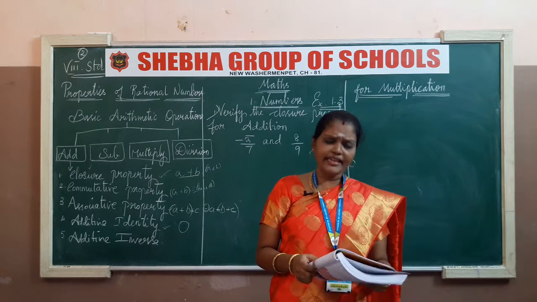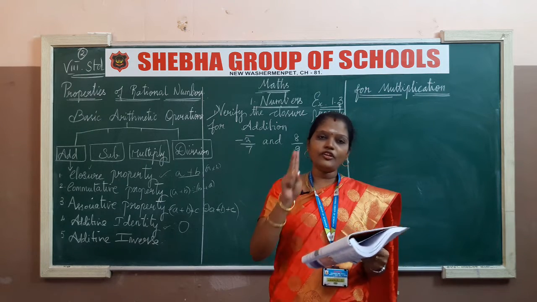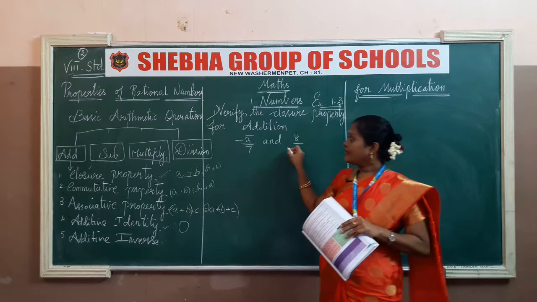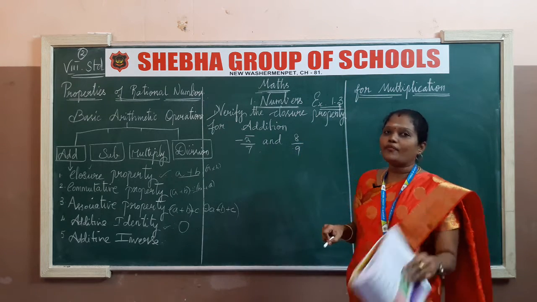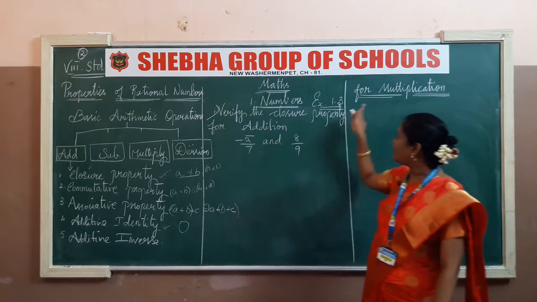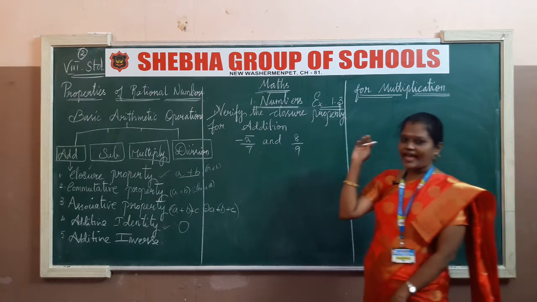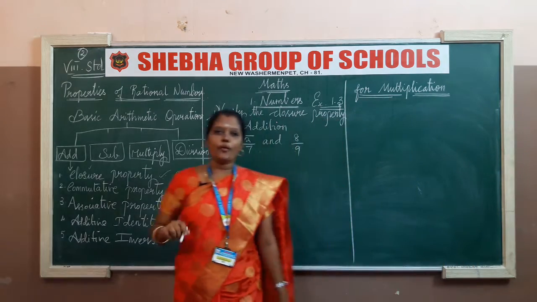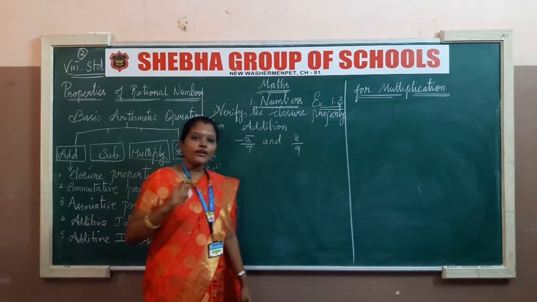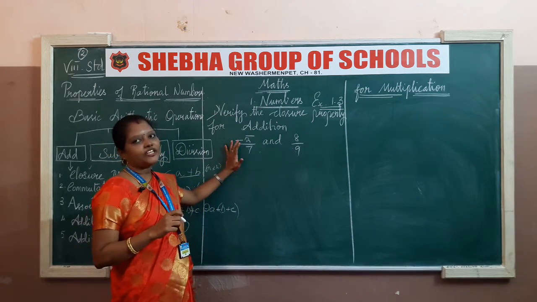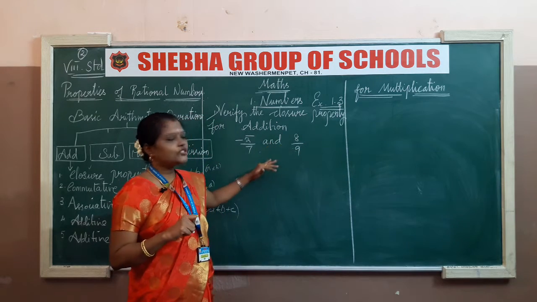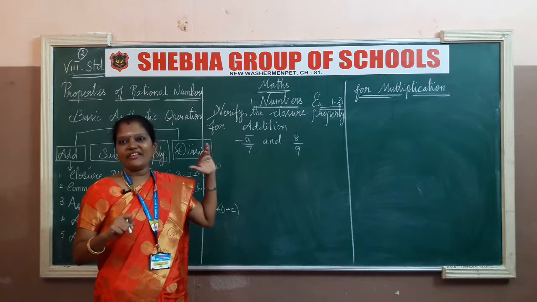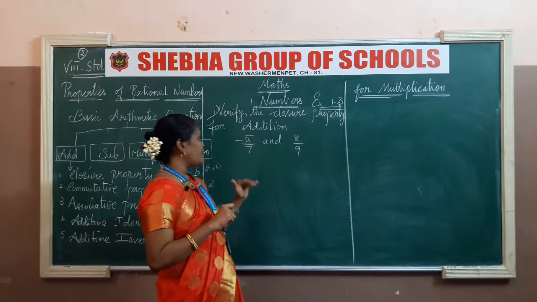In exercise 3, the first question, they have given 2 rational numbers. They asked to verify the closure property with addition and multiplication. Clear, children? They are asking to find the closure property, for what operations? For the addition operation and the multiplication operation. Okay. So, this is your exercise 1.3 first sum. Listen, follow my steps.